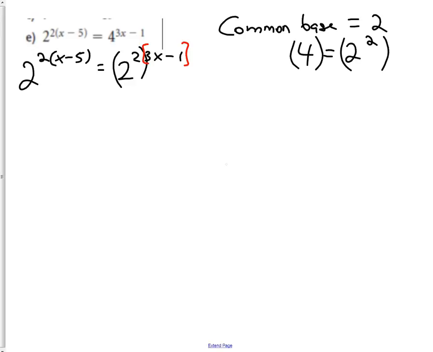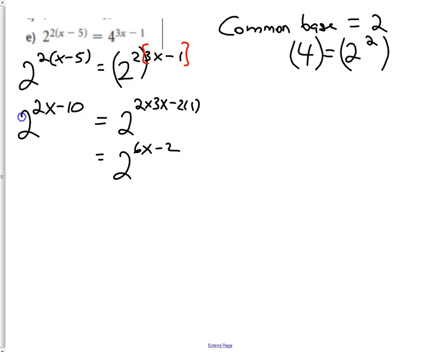And then on the left side, I will simplify what I can. 2 times x is 2x, and 2 times negative 5 is negative 10. On the right side, I have a power of a power, so I multiply. And so I would double 3x and double negative 1. So I would end up with 2 to the exponent 6x subtract 2. And on the left, 2 to the 2x subtract 10.